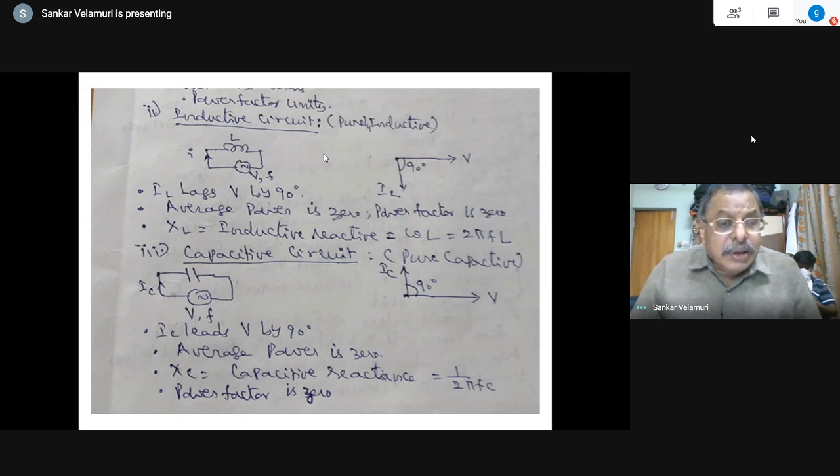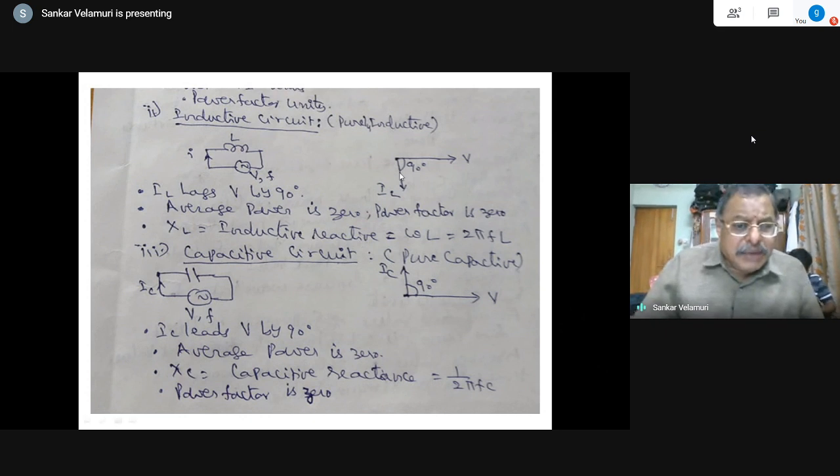Inductive reactance, REACTANCE, is taken in ohms. That is, the ohmic value of the inductance is known as the inductive reactance. When it is set as an ohmic value, then it automatically follows Ohm's law. So V is equal to I into XL. V by I is not equal to resistance here, it is equal to XL. We can write these in polar form or Cartesian form. In polar form, magnitude of I at an angle of minus 90 degrees. You are aware of that, so I briefly mentioned those things here.